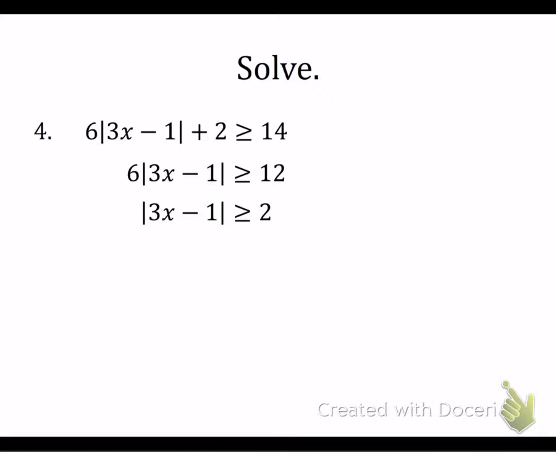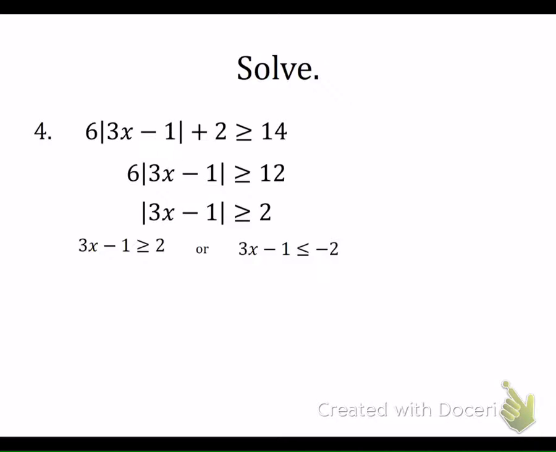Get rid of the lines, okay? So 3x minus 1 is greater than or equal to 2? Yes, I was waiting for someone to use my new favorite word, greater. Greater than. So it's greater than or equal to 2. Then what? Then it's 3x minus 1 is less than or equal to negative 2.